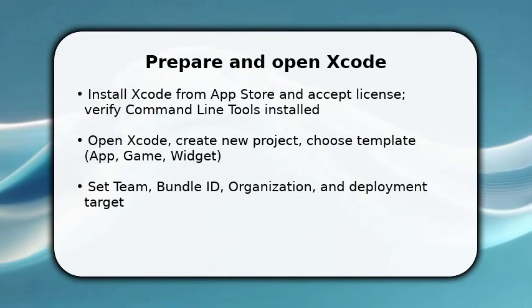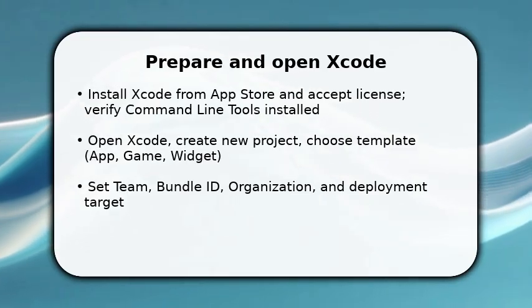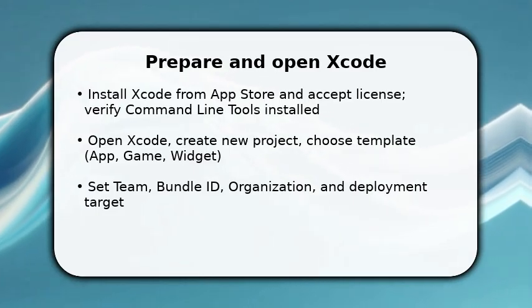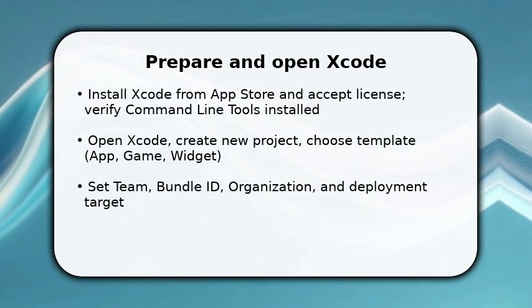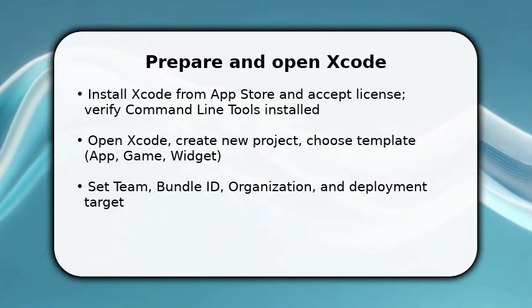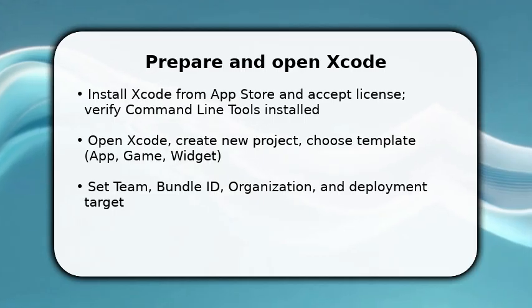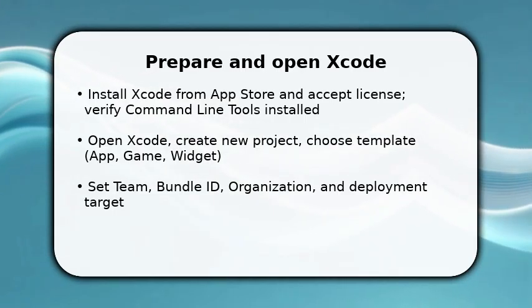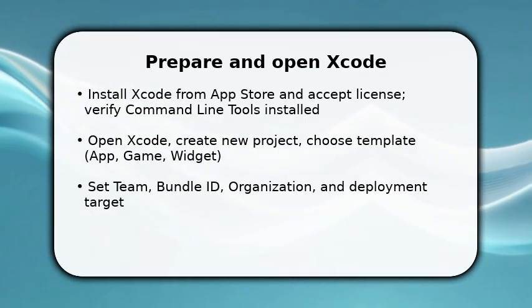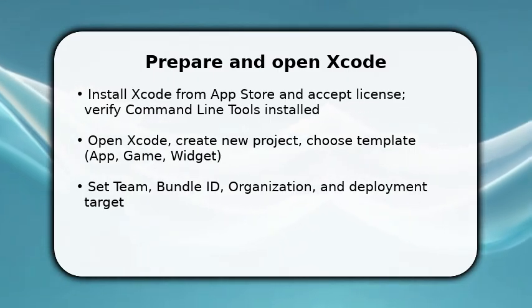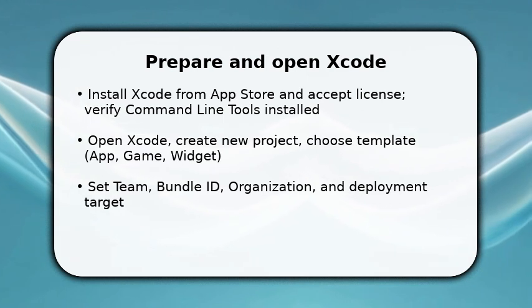Enjoy the video. You'll start by preparing the environment so nothing blocks progress. Install Xcode and accept the license, then make sure command line tools are present. Open Xcode and create a new project, selecting the template that matches your goal. Next, configure team, unique bundle ID, organization name, and set a realistic deployment target so devices run the app. Once done, save the project in a dedicated folder and commit an initial Git snapshot to track changes.